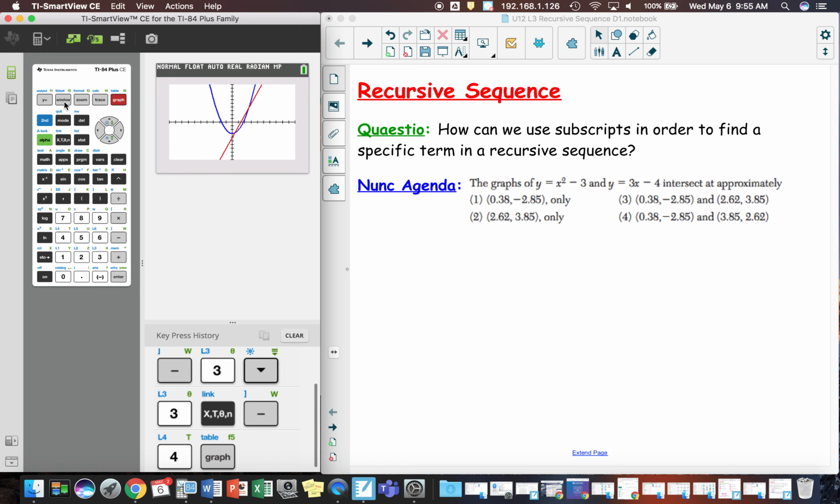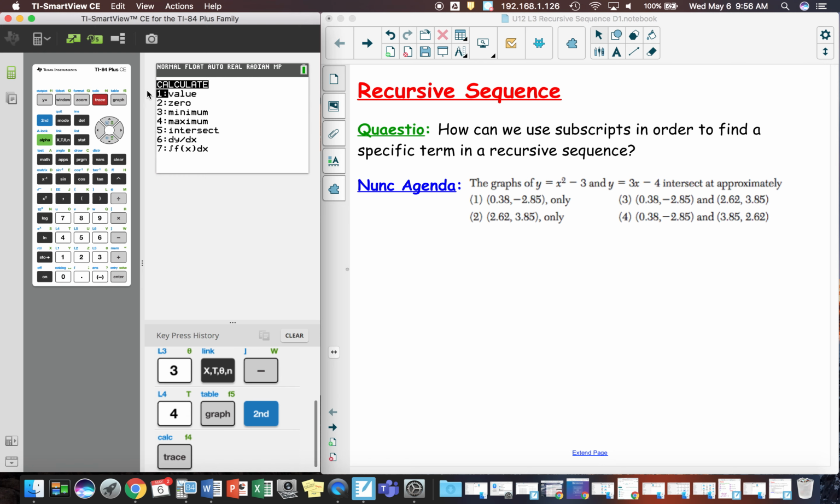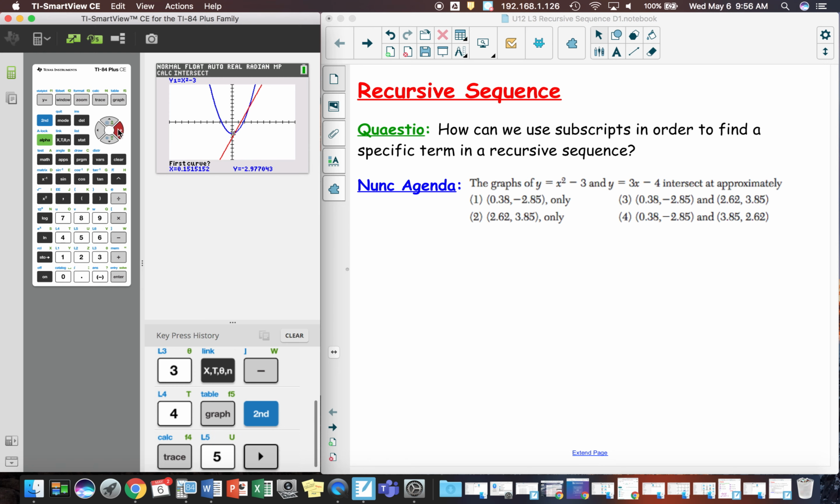In order to do that, we're going to calculate. You see this little blue part here that says calc? We're going to use that to calculate the intersection. I'm going to press second, trace, and go to intersect. That's what we want to find, so we press 5. Now we want to get as close as we can to that point of intersection. It doesn't have to be 100% exact, but close enough would work. We press enter 3 times.